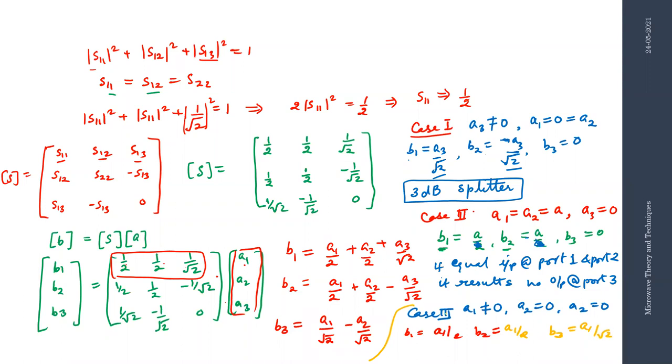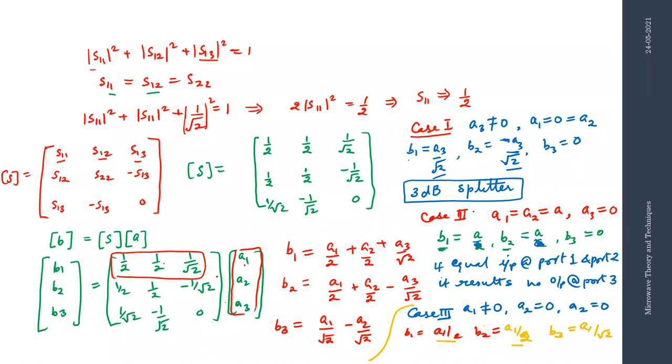This is what it is saying to us: A1 by 2, A1 by 2. So in this case, if you are applying input at port 1, it is dividing power. You will have the output at port 1, you will have the output at port 2, and it is the same. And you will also have the output at port 3. So all ports are showing output.